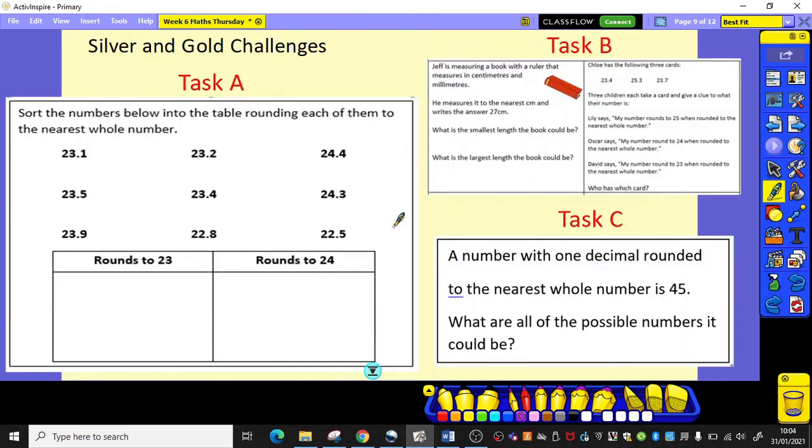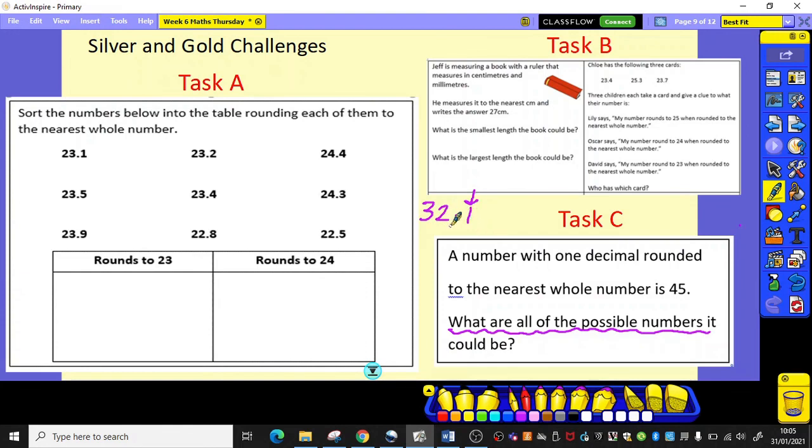If you're doing the silver challenges today, then you might want to draw yourself a number line to help you. And you've got a series of problems to solve as well. But do please try to show your working where you need to. And what's important with a question like this is it says on task C, what are all of the possible numbers? A number with one decimal rounded to the nearest whole number is 45. So an example of one decimal would be a number like this. It's got one decimal place. There it is, one decimal.